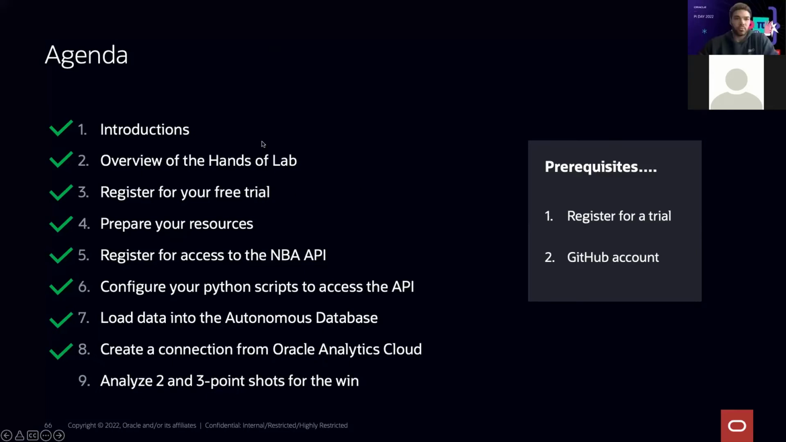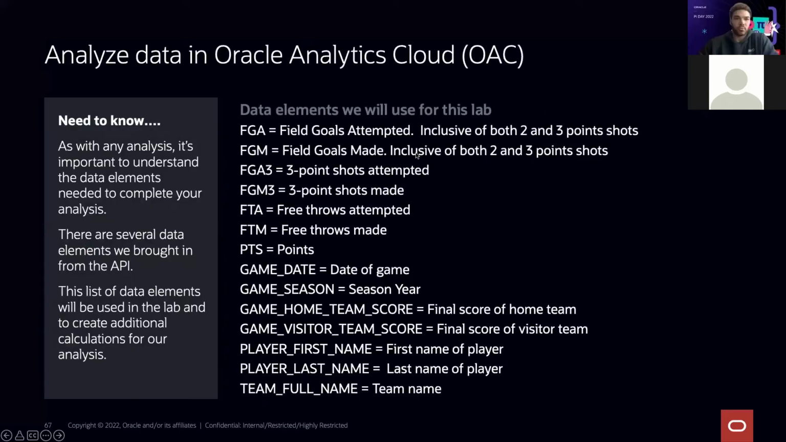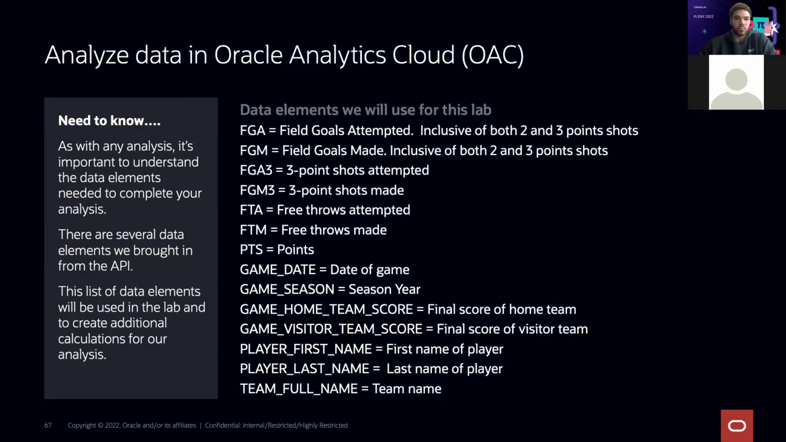All right, so let's hop out and review a little bit about the data. There are some basic elements. I won't go through all of these. The main concept here is that the API we're using, FGA, is inclusive of 2 and 3 points. So that's the total field goals that were attempted. And since we want to do some analysis between 2 and 3 points, we're going to have to create a few columns in our data. So we have 2 and 3 pointers, which is FGA, attempted and made, and then we have 3 pointers, attempted and made.